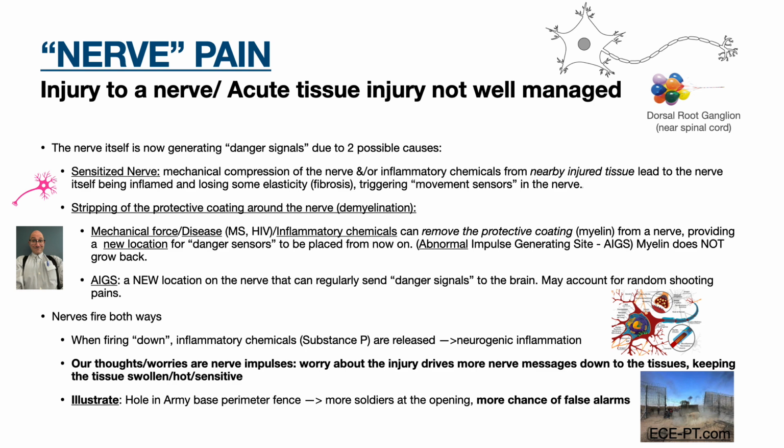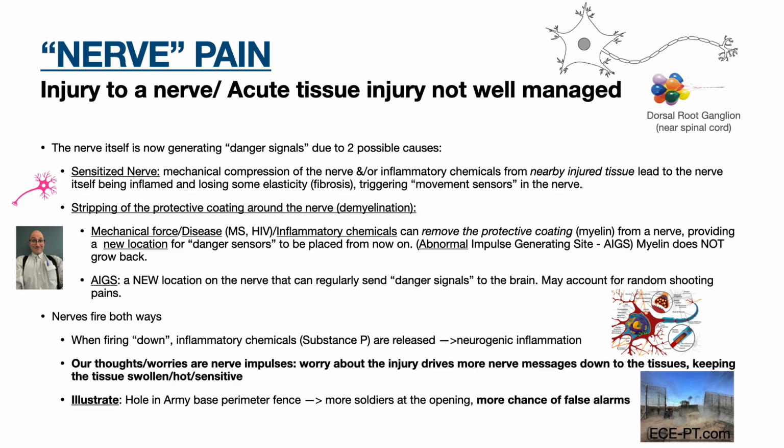And when that happens, our nerves fire not just up toward the brain, but downstream as well. And as it does that, it releases an inflammatory chemical called substance P, which then creates inflammation. So it's called neurogenic inflammation. It's inflammation that's driven or starts because of the nerve. And scientists believe too that even our thoughts and our worries can influence inflammation because our thoughts and worries, as we discussed earlier, are nerve impulses. And worry about an injury, constantly thinking about it, drives more messages down to those tissues, keeping that area swollen, hot, and sensitive.